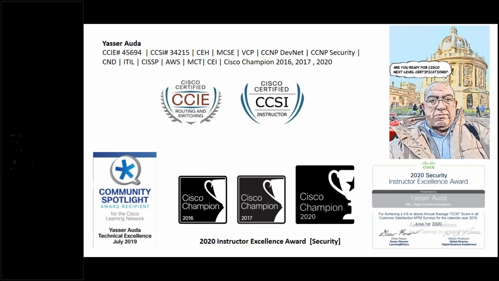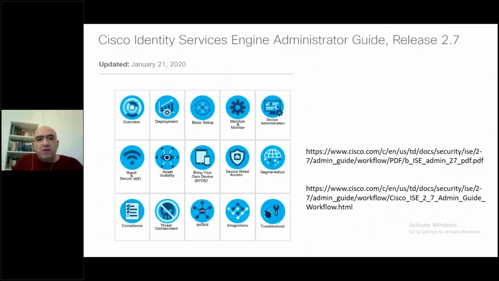Now, if you go to the Cisco Identity Services Engine Administrator Guide for version 2.7, the latest version, and it is the latest stable version, by the way, you will find on the Cisco website that they divide the topics related to ISE into different topics, about 15 main topics here. And we are going to cover this second one, deployment.